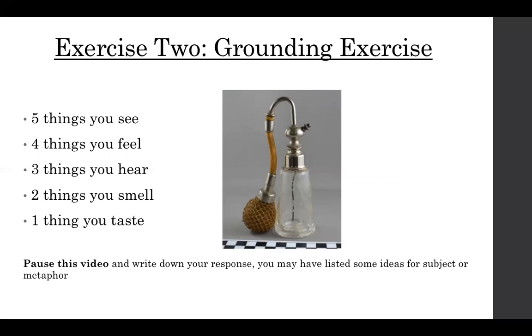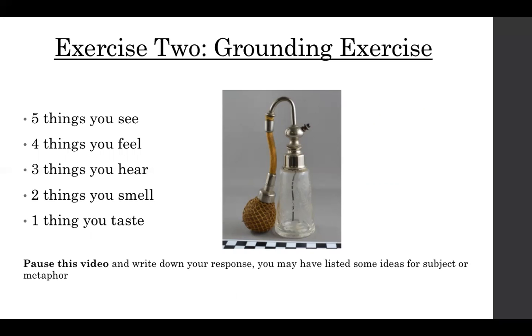So the exercise is, you need to look around yourself and name 5 things that you see, 4 things that you feel, 3 things that you hear, 2 things that you smell, and 1 thing that you taste. So for example, the things that you see could be something that's on your desk or outside your window, a bird flying, or the lamp on the table.